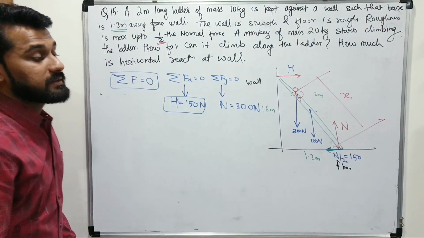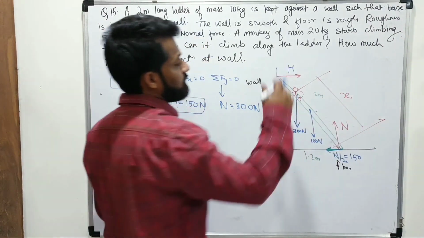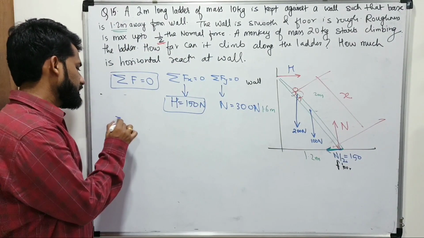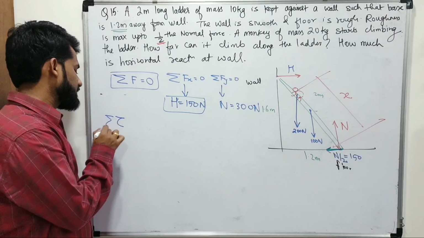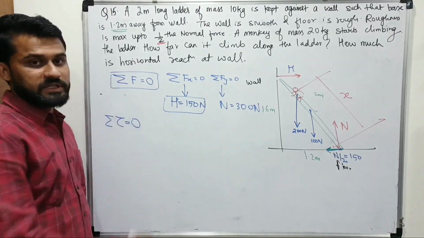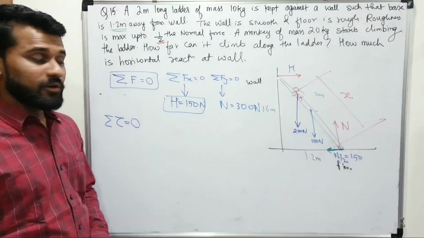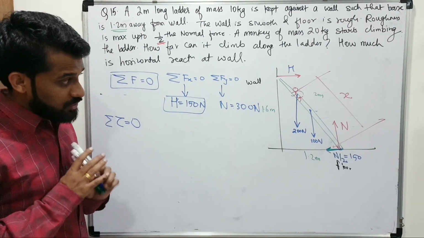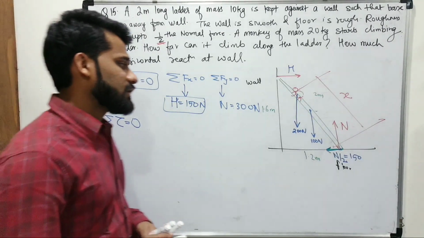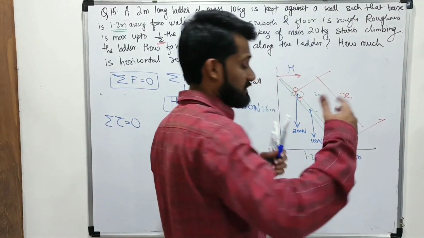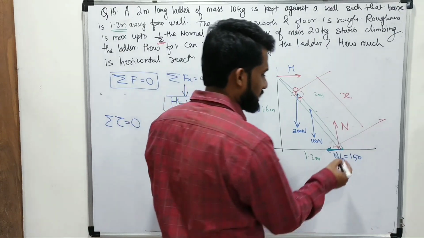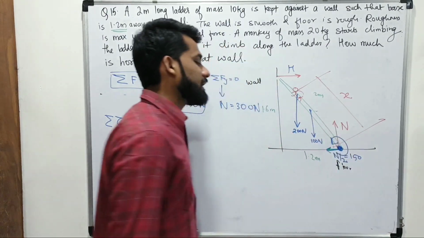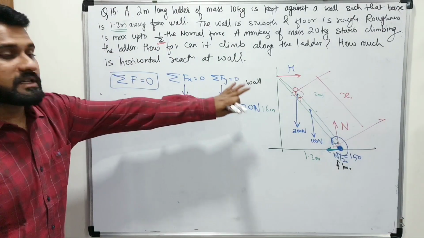Now the question is how much the monkey can climb at maximum. For that we need to use the second condition of equilibrium, that the sum of all torque should be 0. You can choose any location about which to calculate the torque. The torque should be 0 about that location. So I will choose the location where the maximum number of forces are acting, that is this location. If I take torque about this location, I should get net torque 0 because the system is in equilibrium.